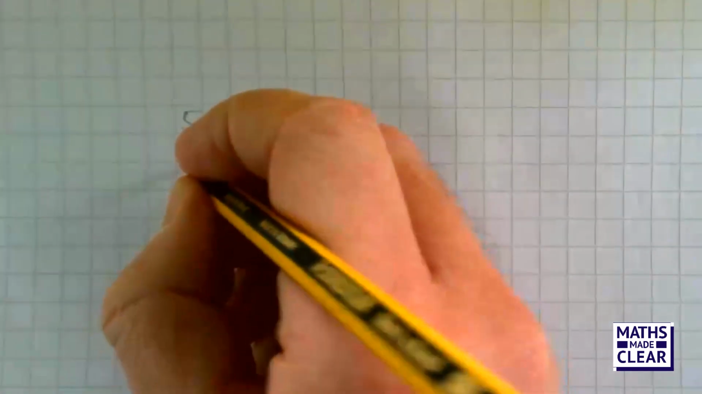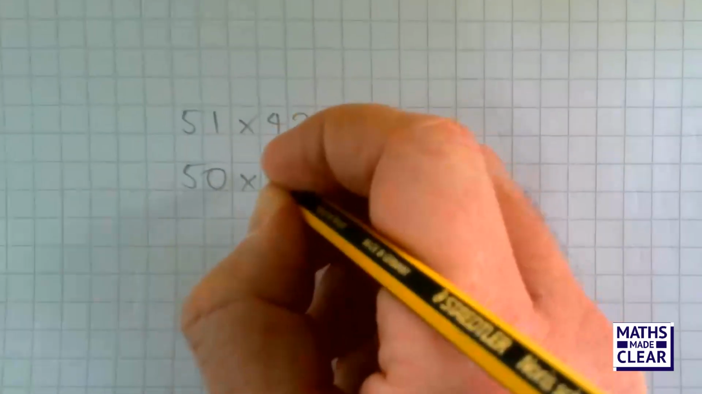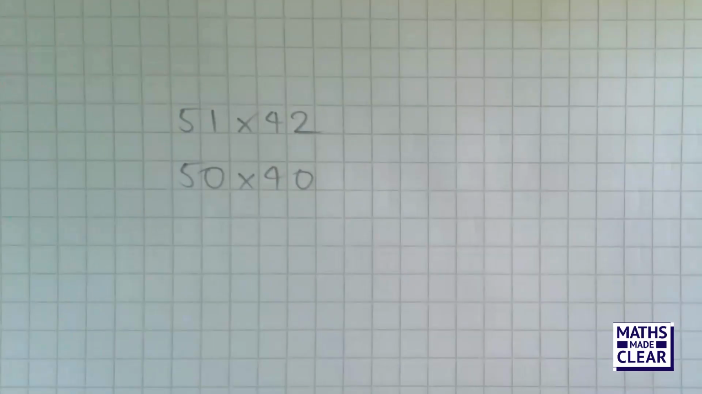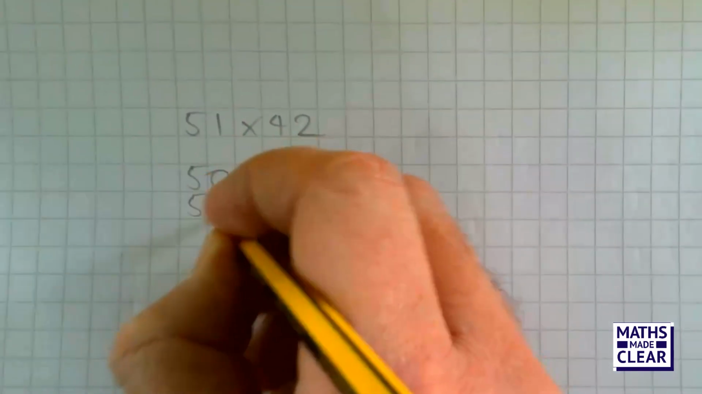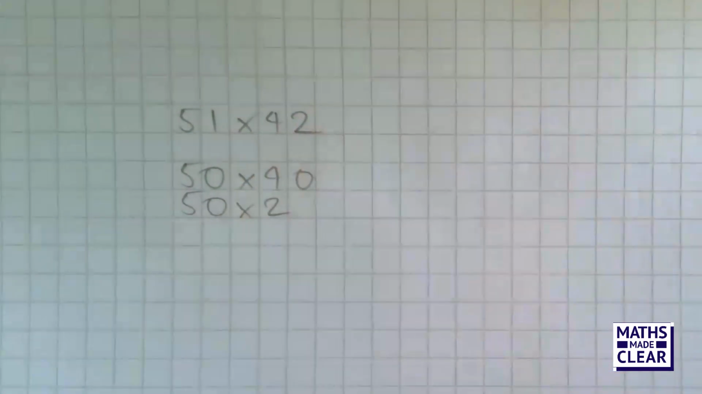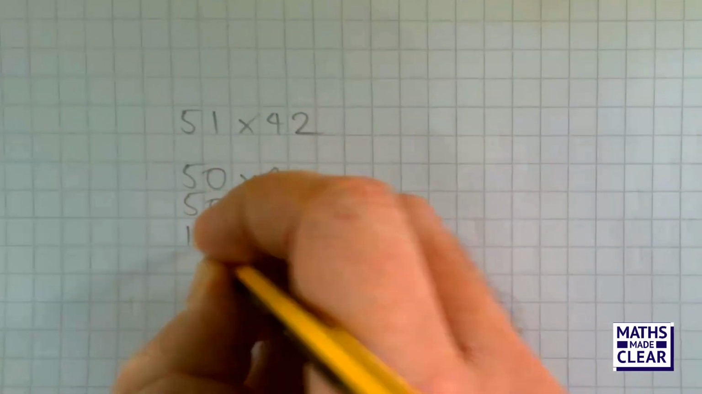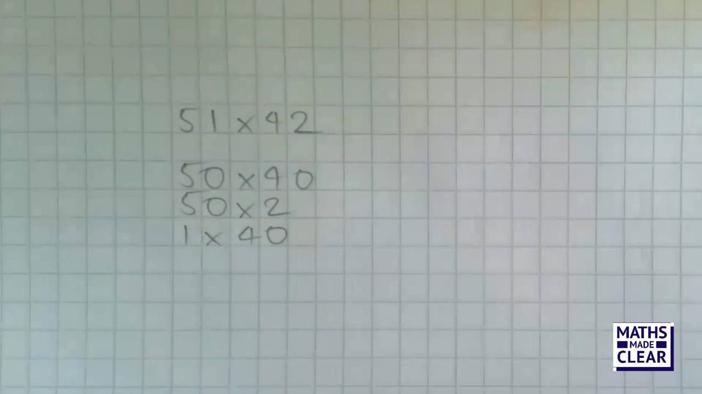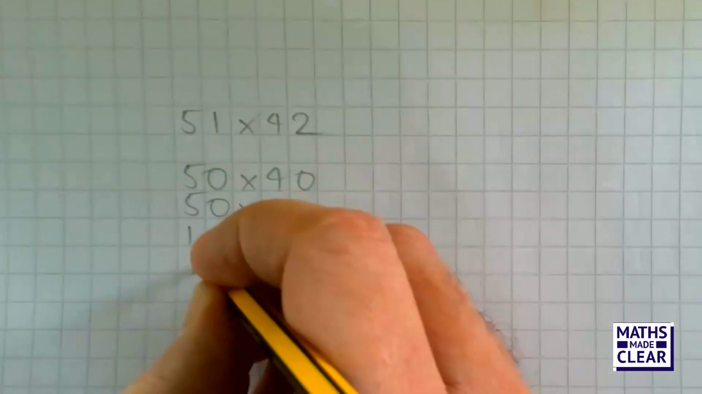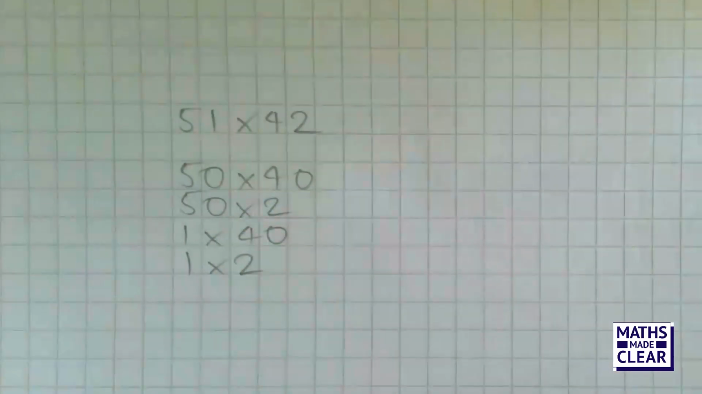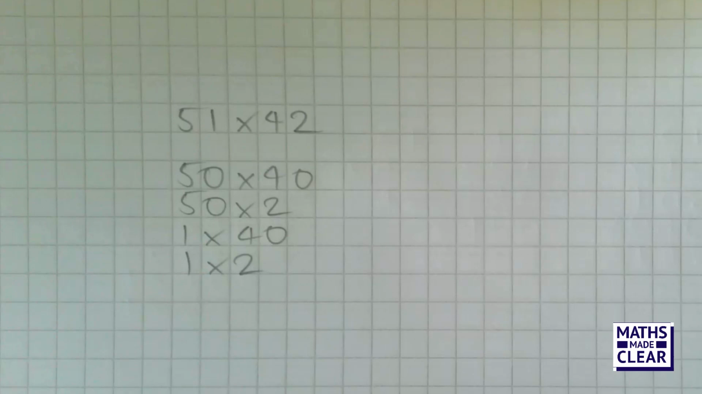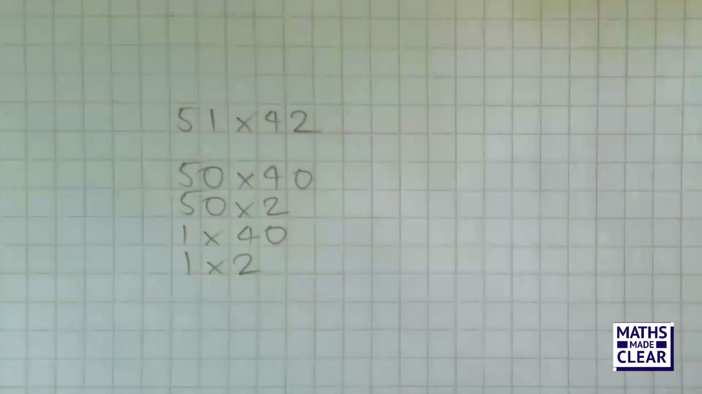So it could be that we're looking to multiply the two tens together, so 50 times 40. Then we might multiply one of the tens with one of the ones, so 50 times 2. And then maybe we want to do it the other way around, so 1 times 40. And then finally, multiplying the ones together, 1 times 2. I know that sounds complicated, but all it is, we're just splitting out all of the tens and ones and making sure that every number multiplies against each other. Okay? But we can do it an easier way.